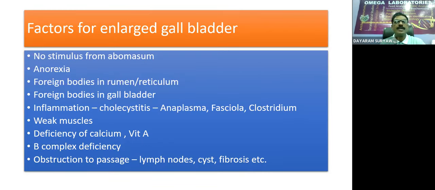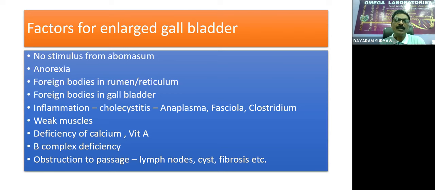Now, factors which can lead to the enlargement of the gallbladder. Whenever there is no stimulus from the abomasum, definitely there is a delayed emptying, or the emptying is hampered, and that leads to the enlargement of the gallbladder. Then anorexia. Whenever the animal is anorectic, the sheep and goats are not able to consume the regular feed, water, as well as the green and the concentrate. In that case, complete anorexia is there, and that leads to the production of bile but not emptying of the bile because of the lack of stimulation from the upper portion of the bile duct. So that is the abomasum.